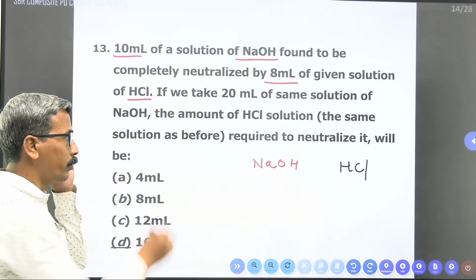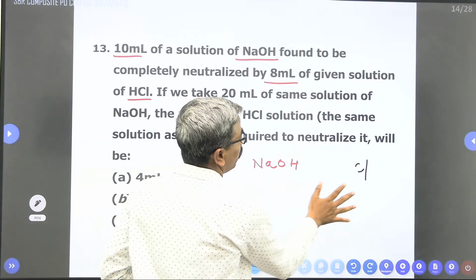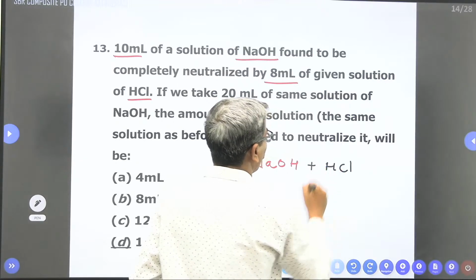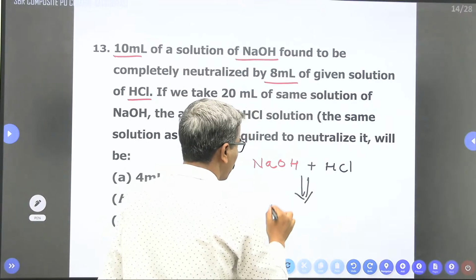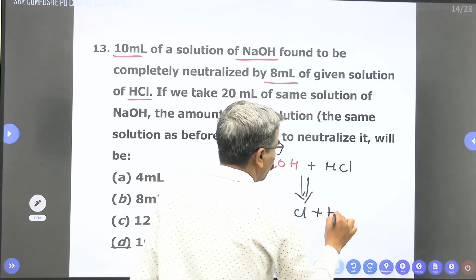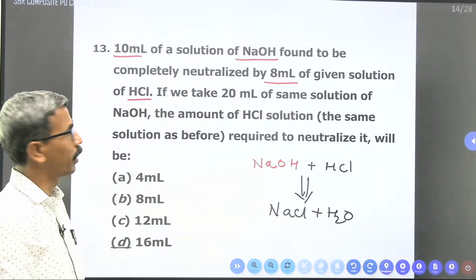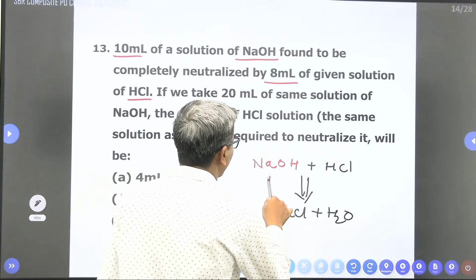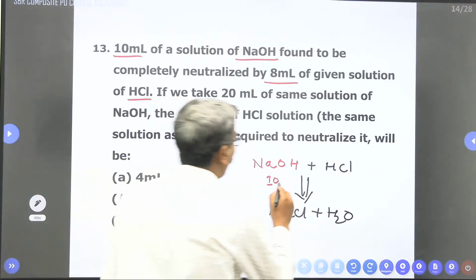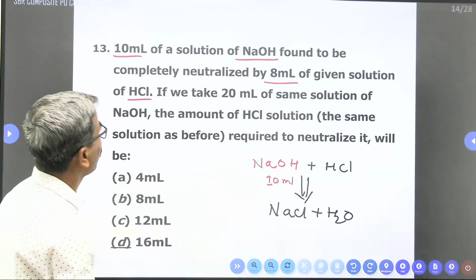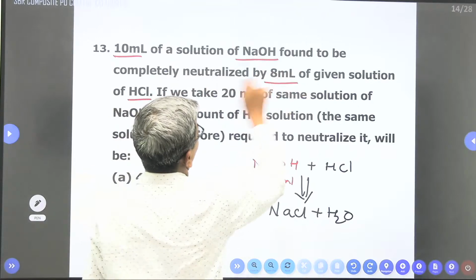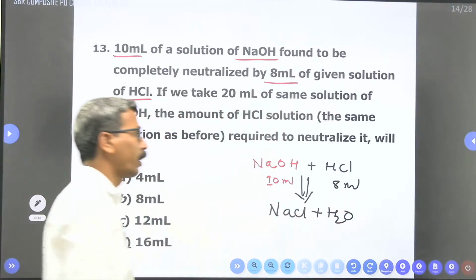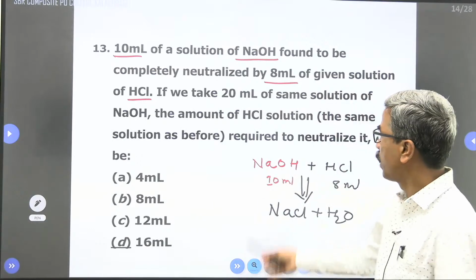We have already known from one of the earlier questions that when these two react, NaOH and HCl, they give the salt sodium chloride and H2O. This reaction we are going to call neutralization. Now they are saying that to neutralize 10 ml of sodium hydroxide solution, 8 ml of HCl is required. Or you can take it another way: to neutralize 8 ml of HCl, 10 ml of sodium hydroxide is required.